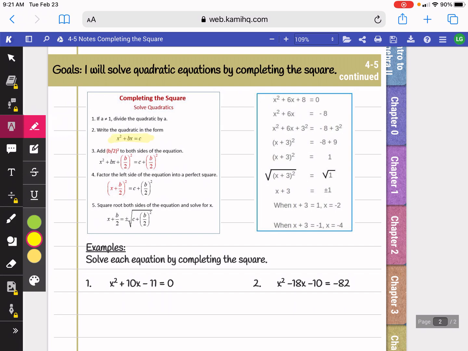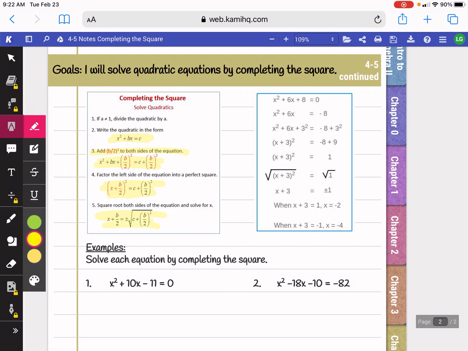In other words, you want the constant, or the number that's not attached to an x, to go on the other side. Then you're going to take your b divided by 2, square it, and add that to both sides of the equation. So it'll look something like this. From there, we're going to rewrite that left side as a square of a binomial, kind of like what we did earlier. And then, since you have a binomial squared, to get rid of the squared, you can square root it, and that'll help you to solve.